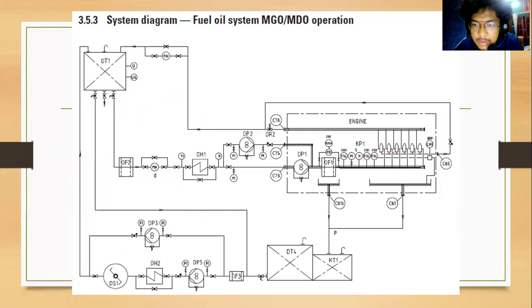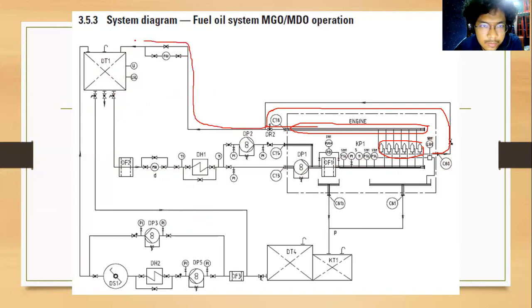If the fuel is not burned, the fuel will be transferred here or here. This is from the injection valve, and this is from the bottom of the cylinder. So the drip fuel will be transferred to the day tank again, and then the fuel will be used again for the next combustion process.